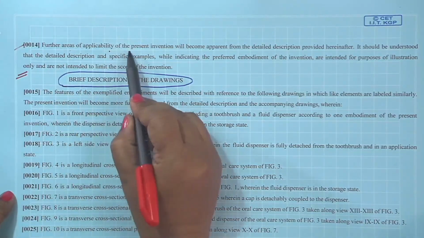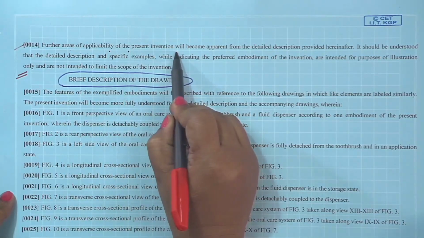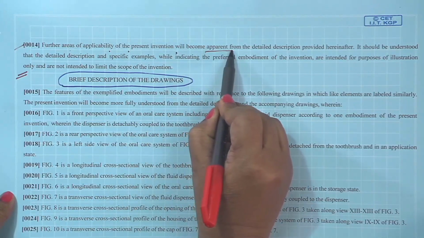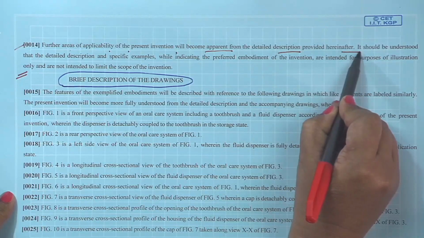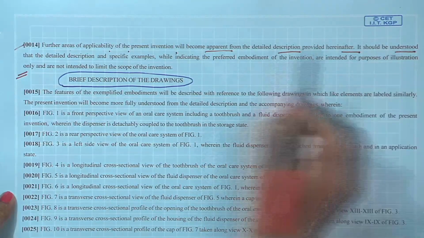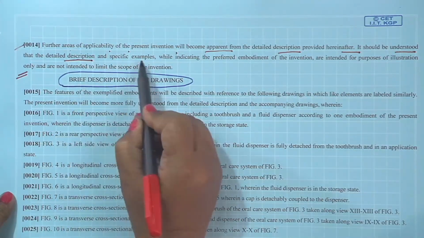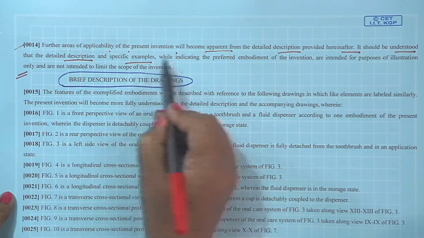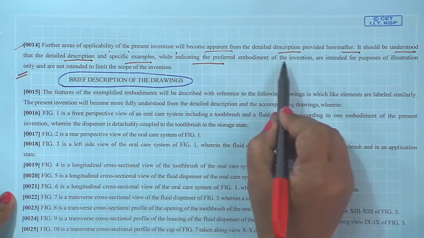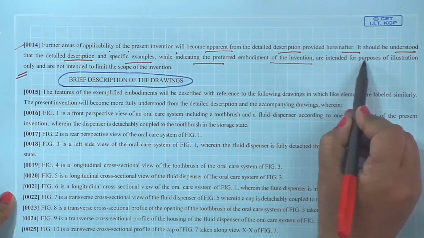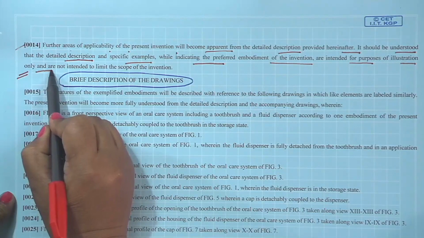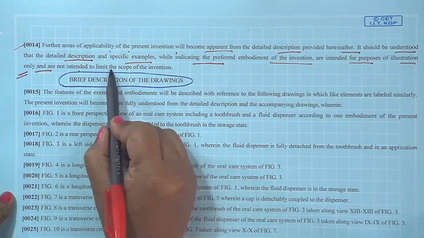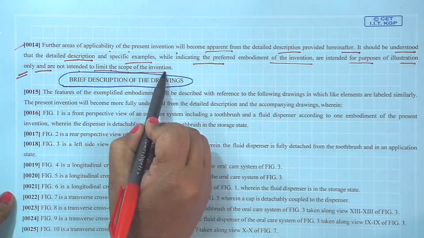Further areas of applicability of the present invention will become apparent from the detailed description provided hereafter. It should be understood that the detailed description and specific examples, while indicating the preferred embodiment of the invention, are intended for purposes of illustration only and are not intended to limit the scope of the invention.